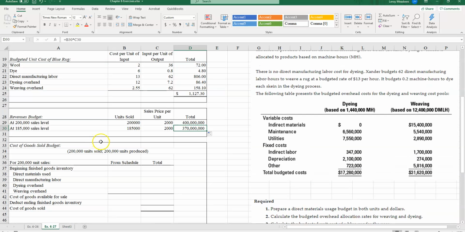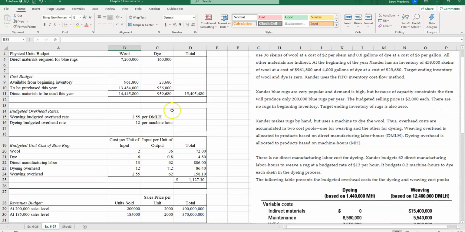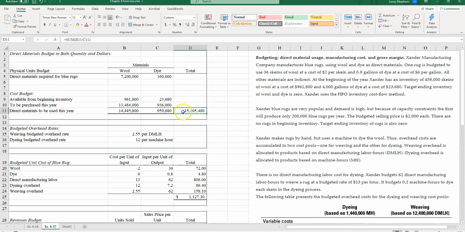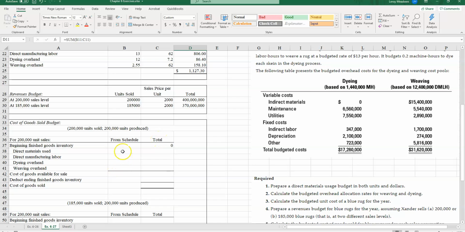So let's take a look at the first one here. Direct materials. Let's see. We have no beginning inventory here. So we have a $0 amount for beginning inventory, because remember the problem said up there there's no beginning inventory. Now, how much direct material are we using? Well, we solved for that up here cost-wise at $15,405,480, and we figured that out in our direct materials cost budget. Let me go ahead and format these.